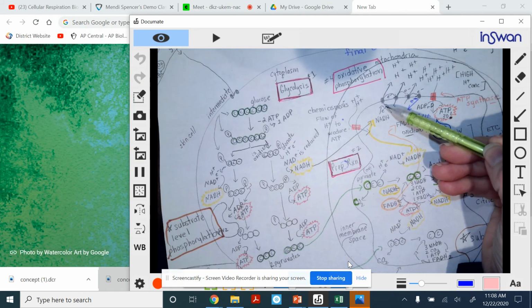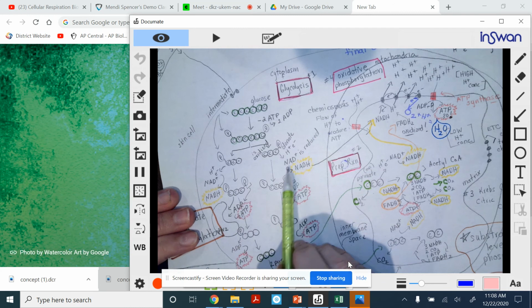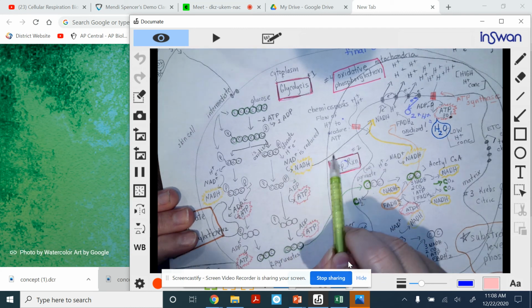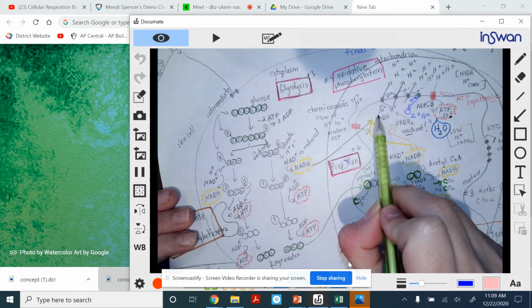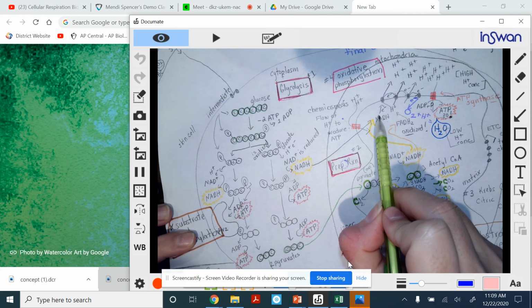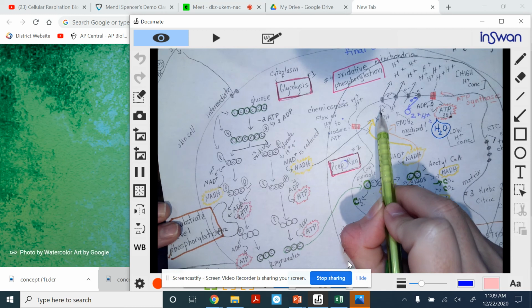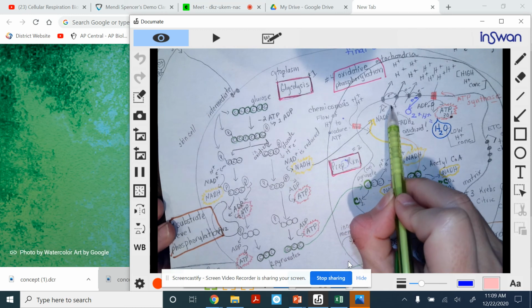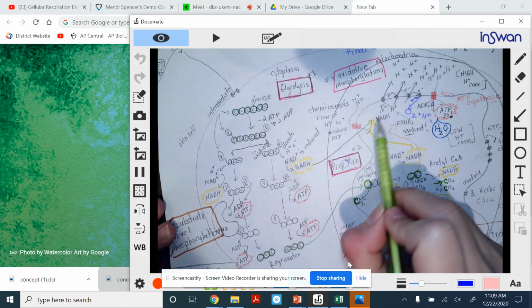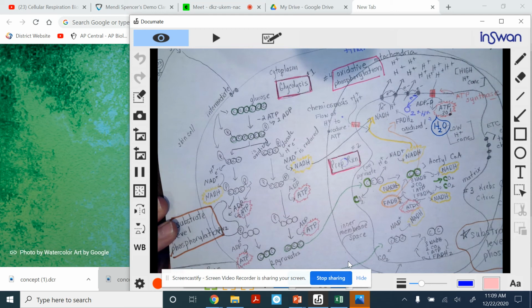Because remember, these are like buses. They load up here, they carry precious cargo, and then they release that cargo. They release those protons and electrons. That's why I keep referring to them as buses. And the electron transport chain is like the school. We let you guys off at the school, okay?